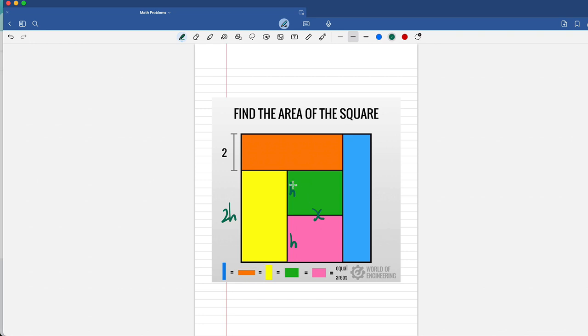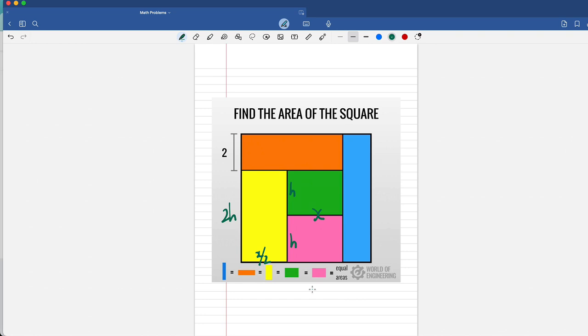Now, the area of the green rectangle is hx, and the area of the yellow rectangle is equal to the area of the green rectangle. The area of the yellow rectangle is calculated by multiplying height with base, or height with the breadth of the rectangle, so you can conclude that this has to be x by 2.